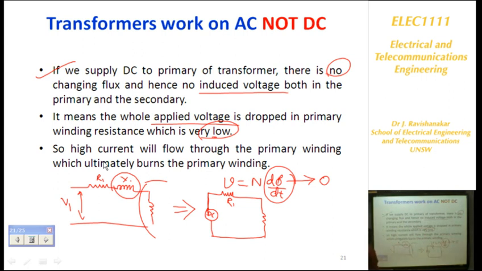So what happens when you have a lower resistance and a high voltage applied across this resistance? The current flowing through will be very high. Suppose I take this current as I1. So I1 will be V1 on R1. Therefore when R1 is low, I1 is going to be high. So a very high current will pass through the primary winding, and this will burn up the winding. It will be more than the current that the winding could tolerate. So this is a problem when you apply a DC to a transformer.